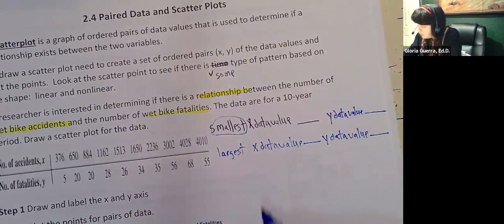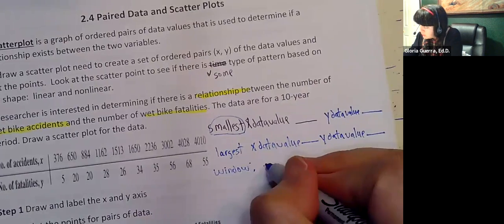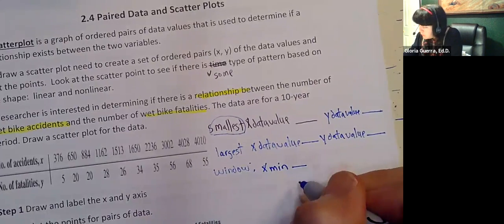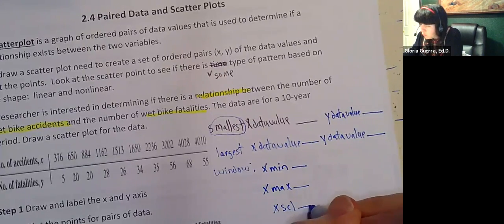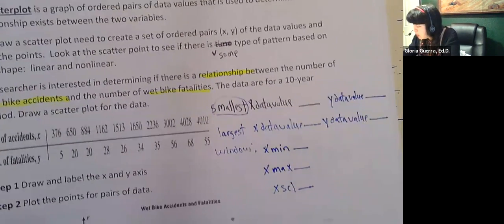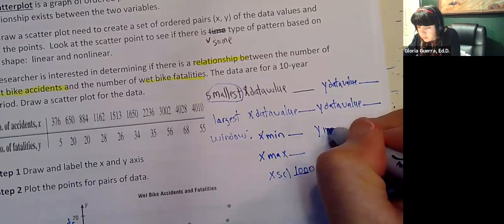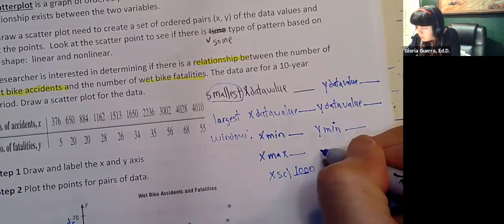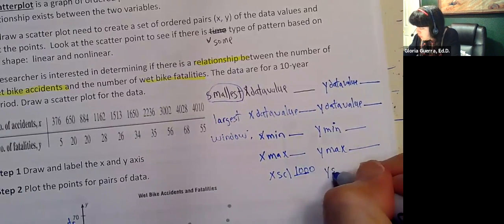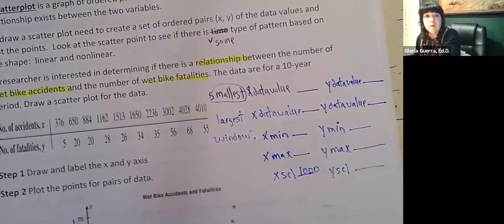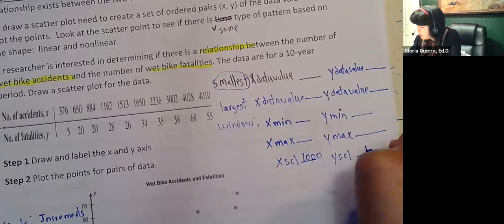Okay, and then our window, I'm going to put an X minimum, an X maximum, an X scale, which we already know the X scale was increments of 1,000. And then we also have a Y min, a Y max, and a Y scale. And we already talked about the Y scale in this problem, that they were using increments of 10: 10, 20, 30, 40. So we can put that in.